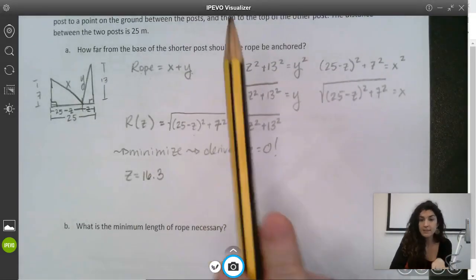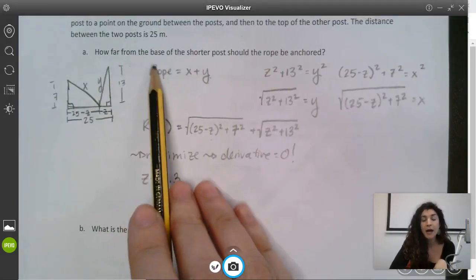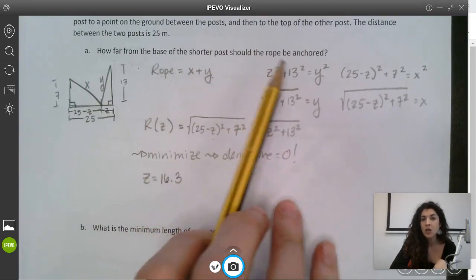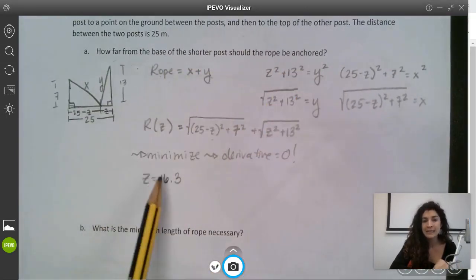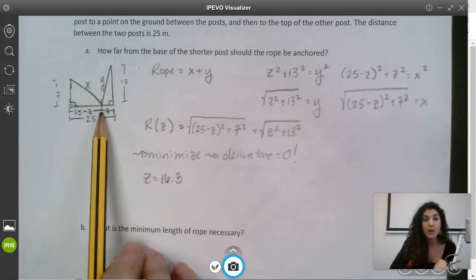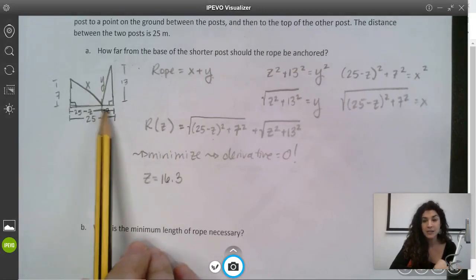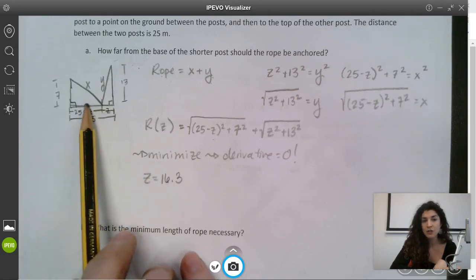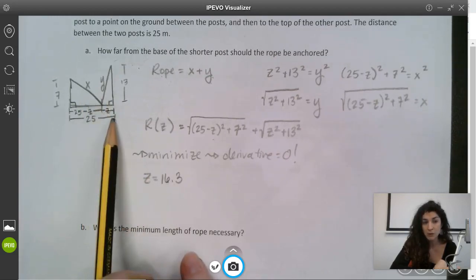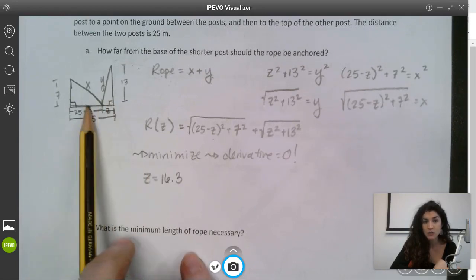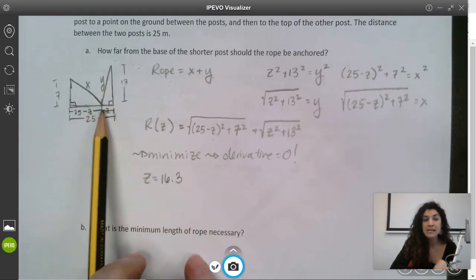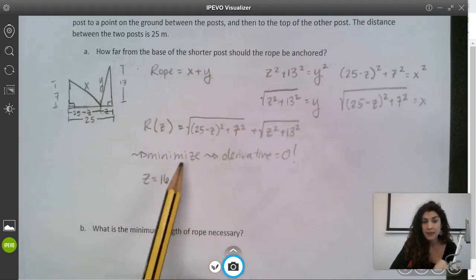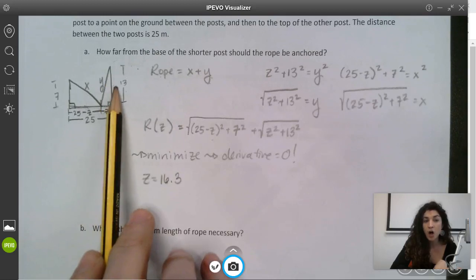Double check that this is the answer. It says how far from the base of the shorter post should the rope be anchored, and realize that z is 16.3. While it's not visually accurate, like, obviously this should be more like over here, right? This should be a bigger stretch. 16.3 will be most of 25, right? So this should have been over here. But that idea that z had to go with 13, right? Because of the Pythagorean theorem. This is the distance away from the taller post.